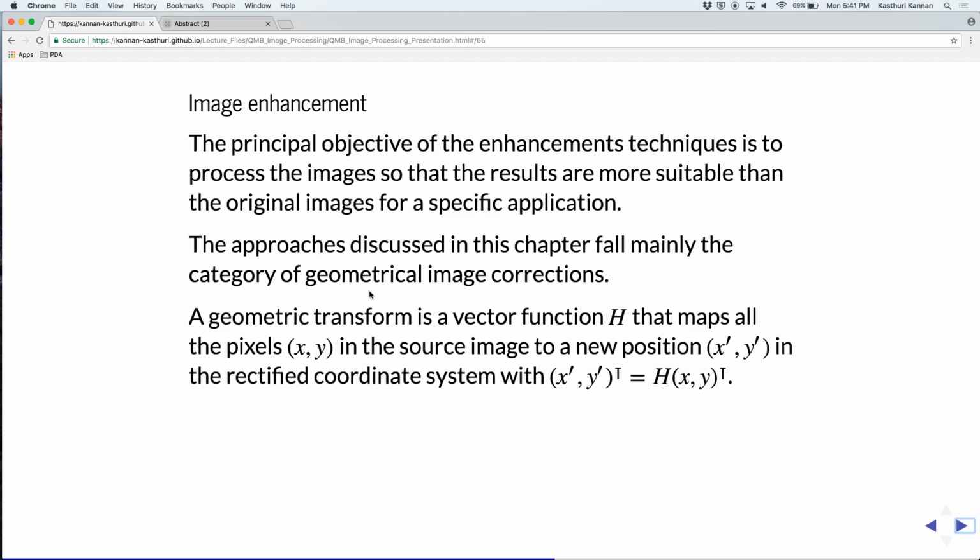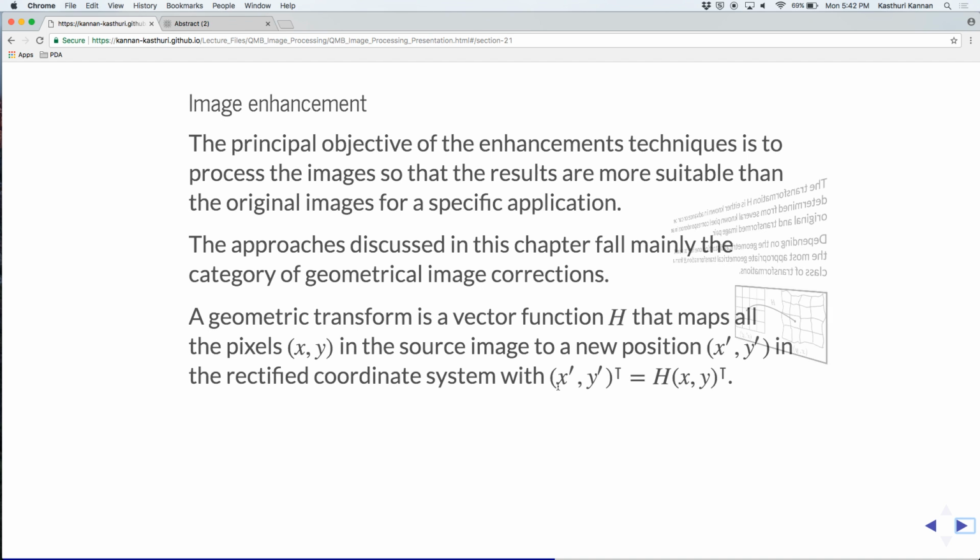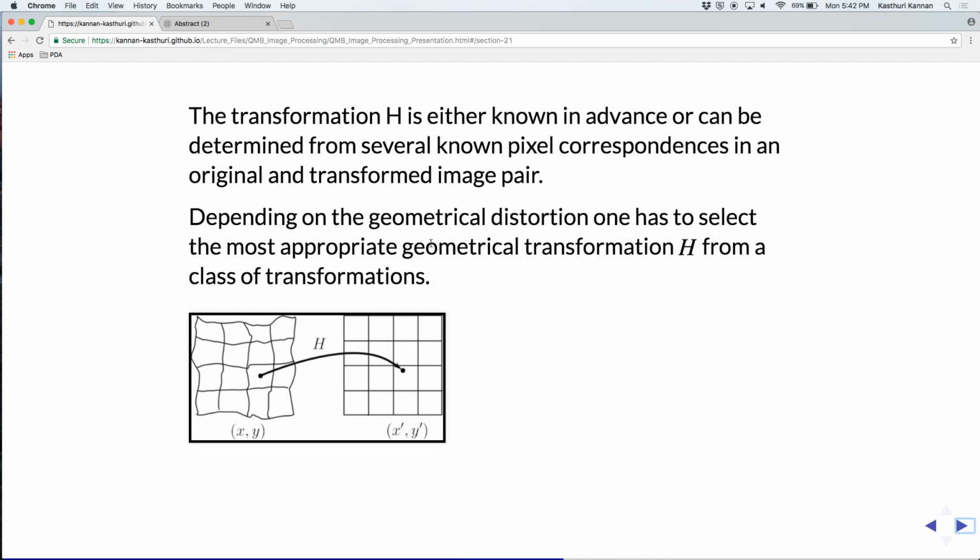What it means is that you have a function, you have an image, and you want to transform it. Nowadays, you see that in Photoshop and everything. You can transform the image, and all of this is made possible because of the underlying mathematical transformations, matrices actually, at the end of the day. So the transformation H is either known in advance or can be determined from several known pixel correspondences in the image and the transformed image.